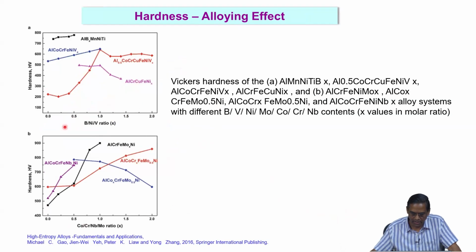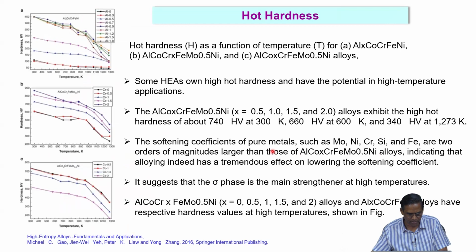Another example of this alloying effect is that you can just vary the boron, nickel, vanadium ratio again. You can also vary the cobalt, chromium, niobium, molybdenum ratio. This all can show a different kind of effect. You can see that various types of alloying will give different trends of hardness increase and decrease and so on. So this is quite interesting.